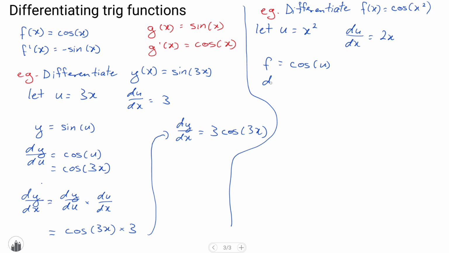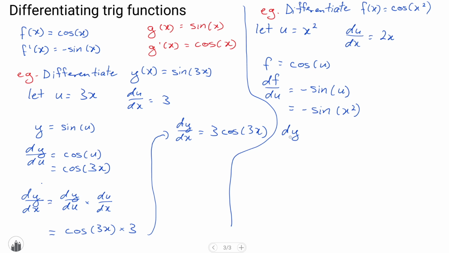And if we find df du, that is going to be what? Well, we know that cosine x differentiates to negative sine x. So this whole business here will differentiate to negative sine u, which is the same as negative sine of x squared. And now we have all the pieces of the chain rule to put it together.